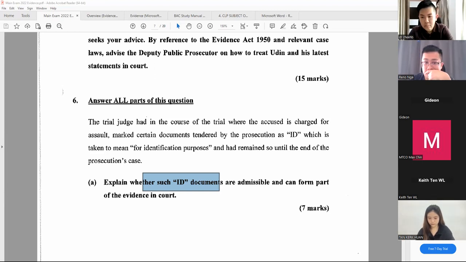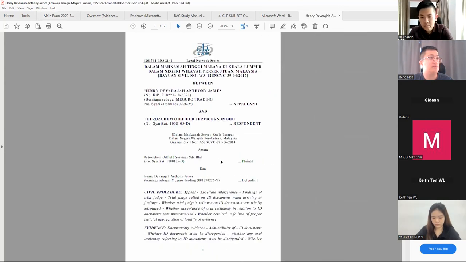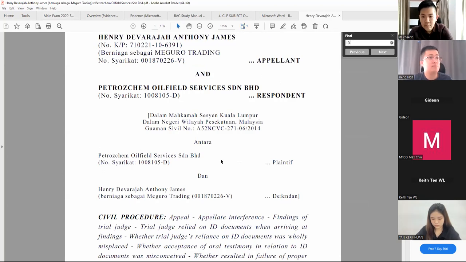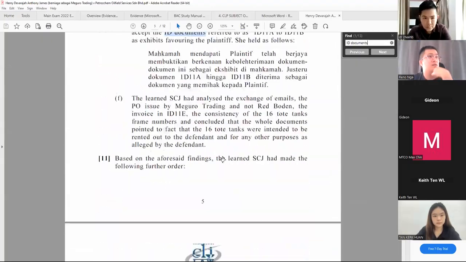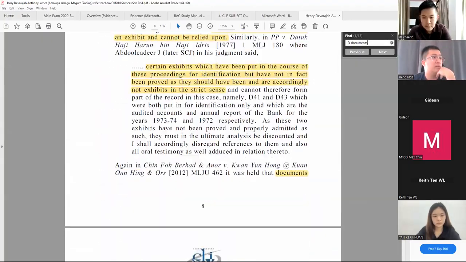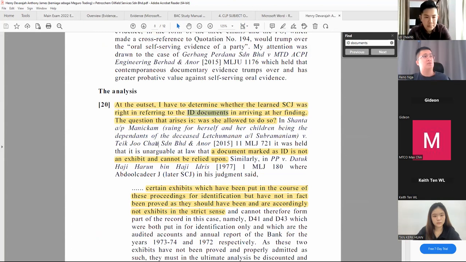Where is the case? If I'm not mistaken, it's this case. Let me share. Yes, it's this case. I think I highlighted somewhere. Let me show you. Here. So, a document.